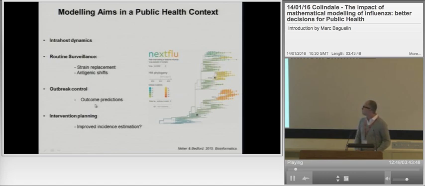Clearly, outbreak control, trying to make predictions, is a very important field, and I'm sure that's what keeps most of you busy. Or intervention planning, this is public health after all, and maybe the use of sequence data could help inform models to make better estimations of incidence and to make better decisions.